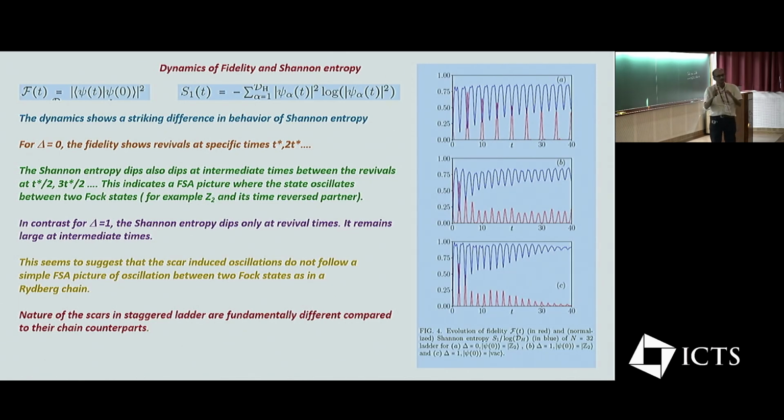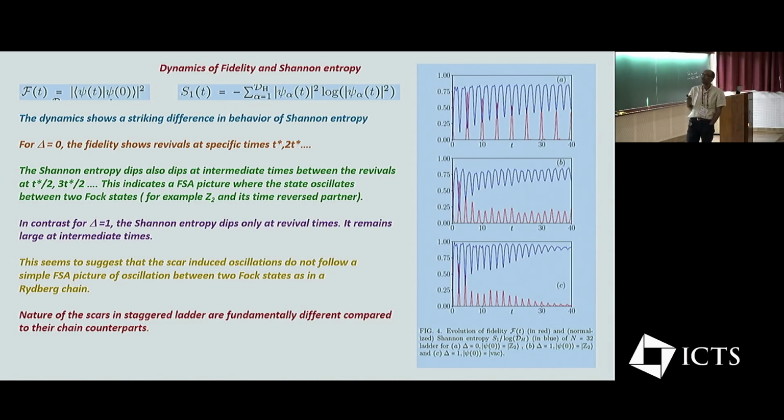This tells you in the FSA picture, you start from an upspin, which is this giant coherent upspin corresponding to the Néel state. And in between, you go to another state, which is very, very localized in the Hilbert space. And that's why the Shannon entropy drops, which can be seen to be the Z2 bar. However, at delta equal to 1, the Shannon entropy drops only at the revival frequencies, but not in between.